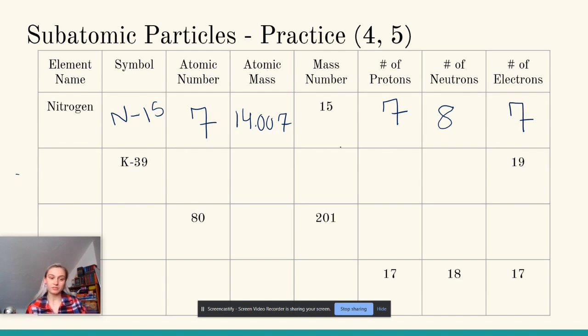So the next one we have, we're given K39 and the number of electrons is 19. So right off the bat, what do we know about the number of electrons in a neutral atom? It's equal to the number of protons. So we can easily backtrack and say, okay, this is a neutral atom, so the number of electrons is equal to the number of protons. So they're both 19. What do we know about the number of protons? It's equal to the atomic number, right? So we're going to go ahead and say this atomic number is 19.